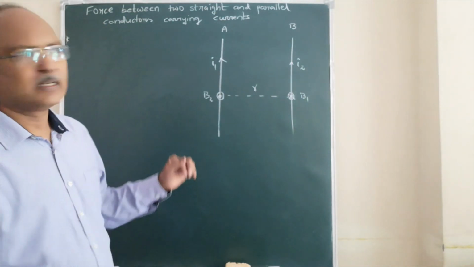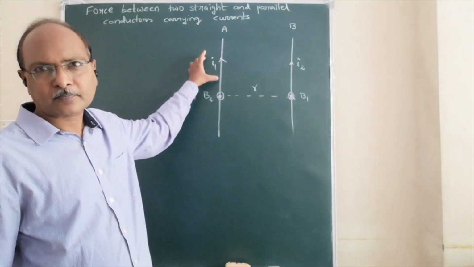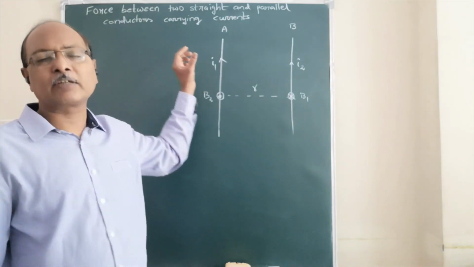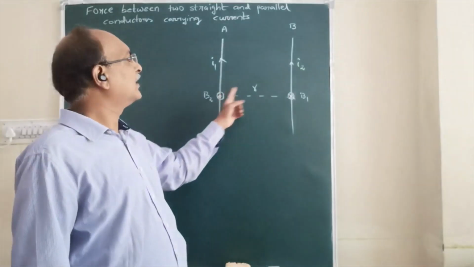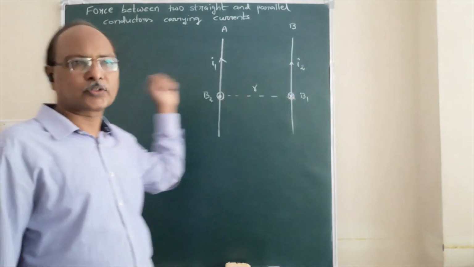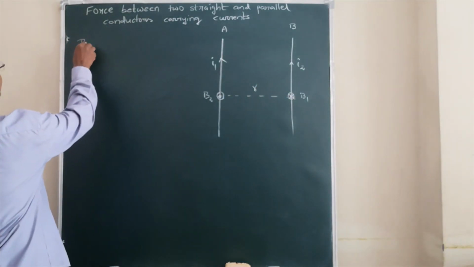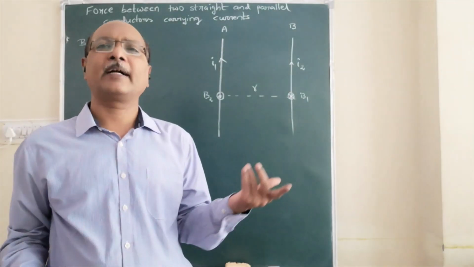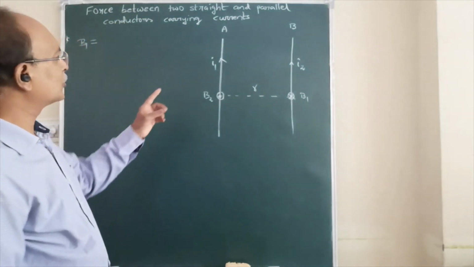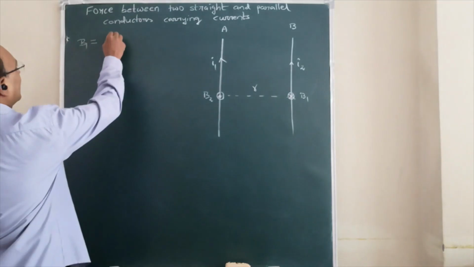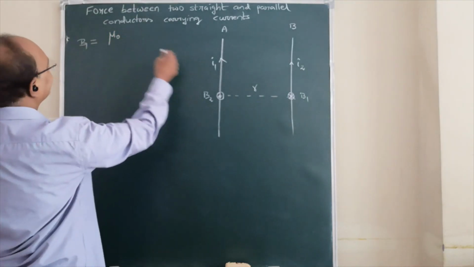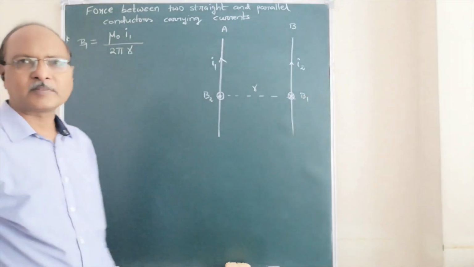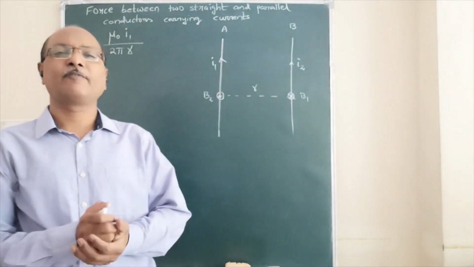Now first of all, take this conductor A. Due to the conductor A, as the current I1 is passing, we will be finding the magnetic field at a distance R. So it is given by B1 is equal to, so we will be using Ampere's circuital law or Biot-Savart's law for a straight conductor. So B1 is equal to mu naught I1 by 2 pi R. So that is the magnitude of the magnetic field.